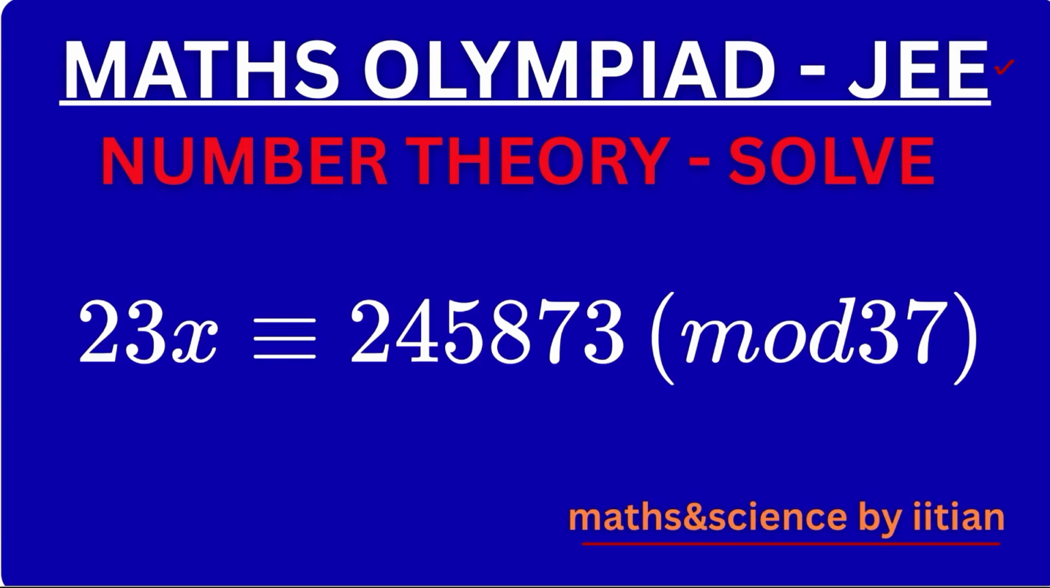Now I will be taking up a good number theory problem where we have to find a solution to an equation of congruence. We have to find the value of x: 23x is congruent to 245873, a 6-digit number, mod 37. Here 37 is a prime number. Please make note of it. 23 is a prime number.